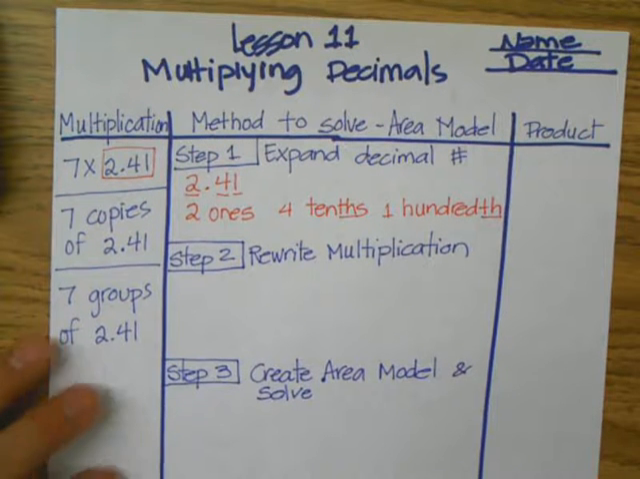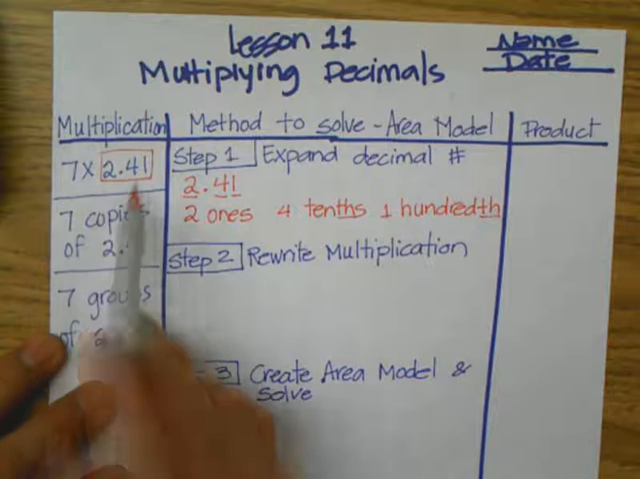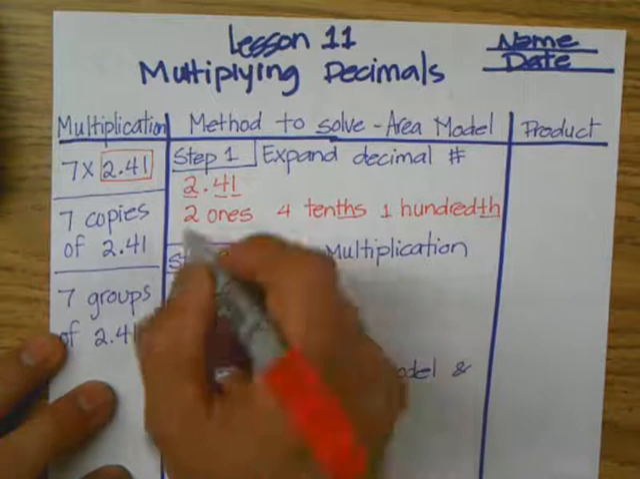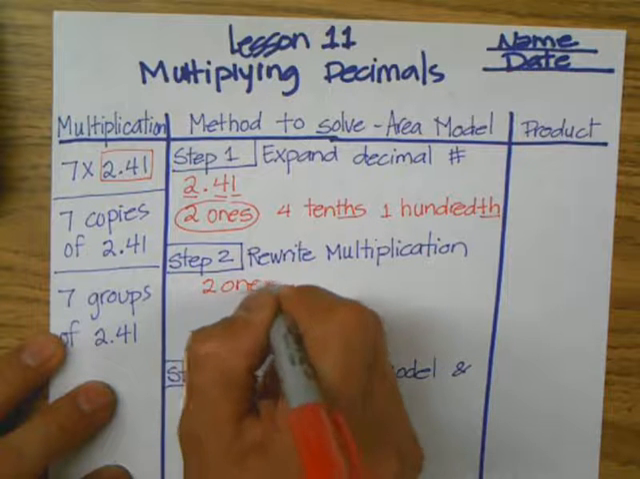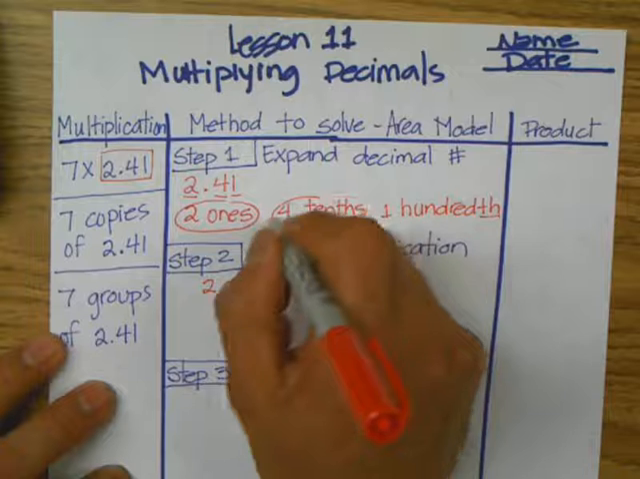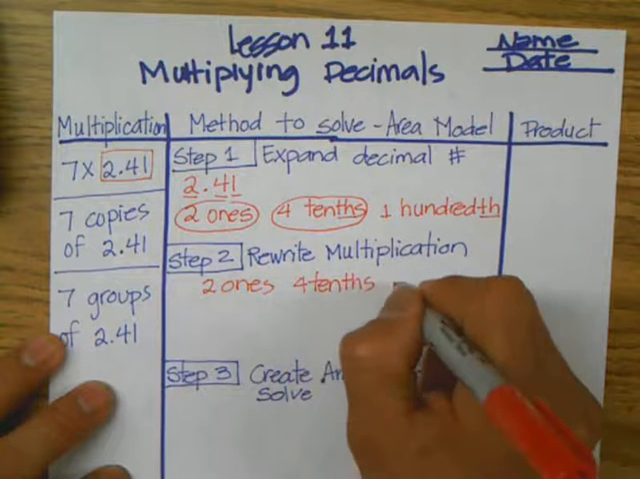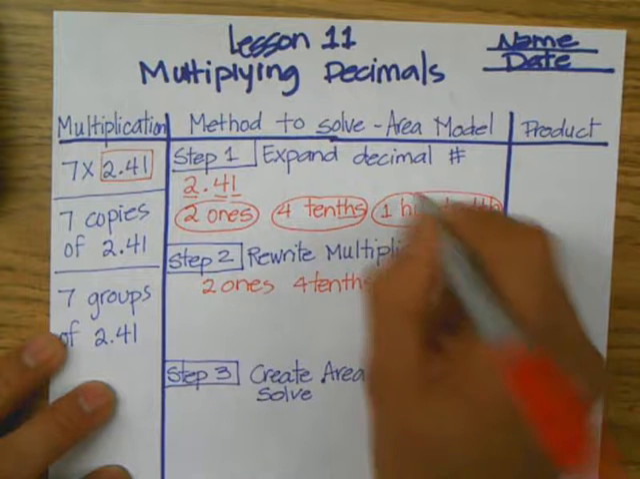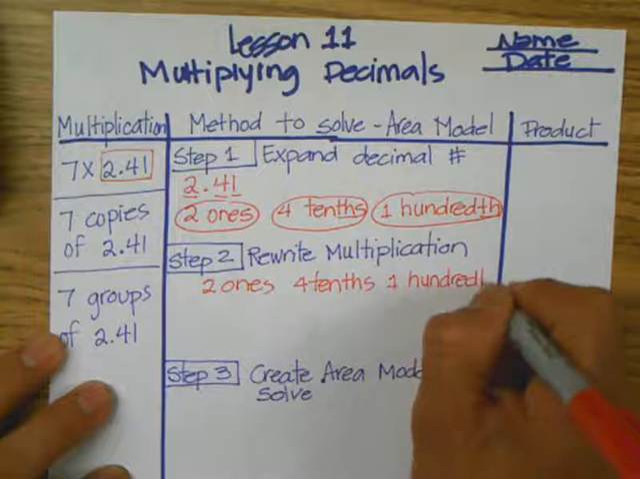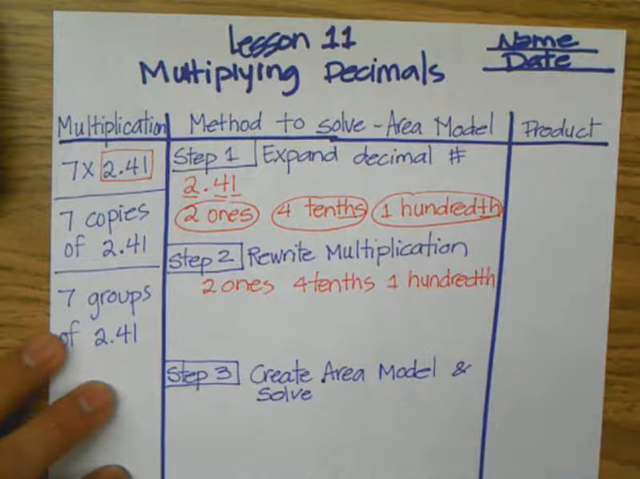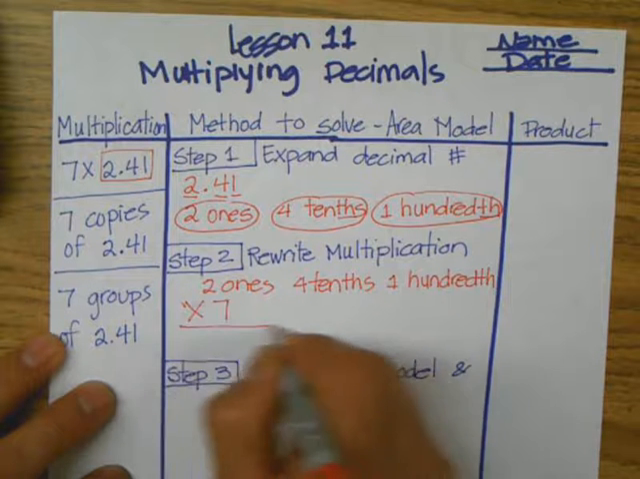Now, we're going to rewrite the multiplication, which is 7 copies of 2.41. So let's write that down. We're going to write it now in the new format. This is the first number, 2 ones, 4 tenths, and the last one is 1 hundredth. Now, all we gotta do is multiply by the number 7. So this is the multiplication now.